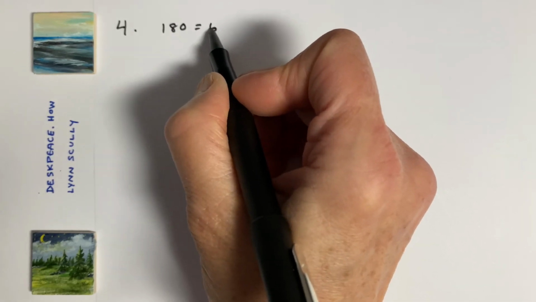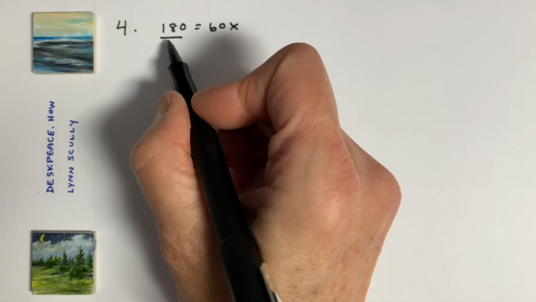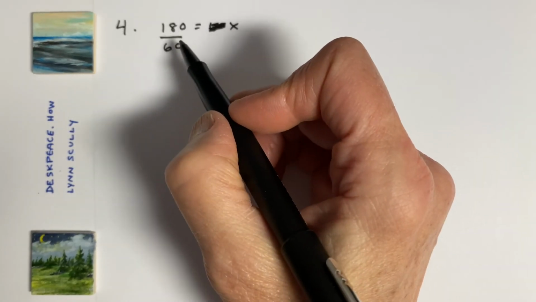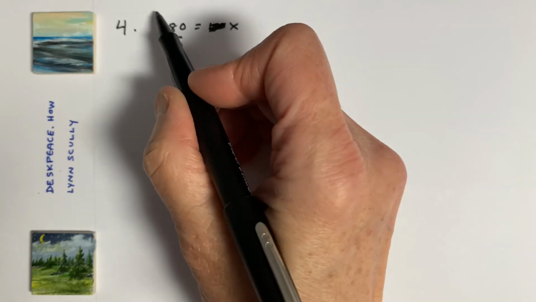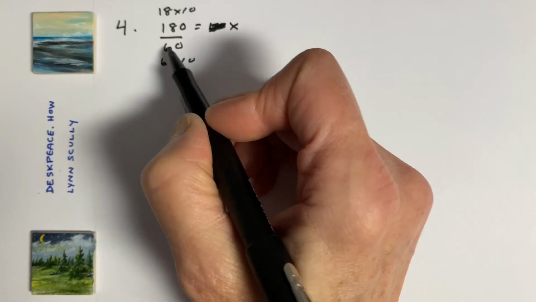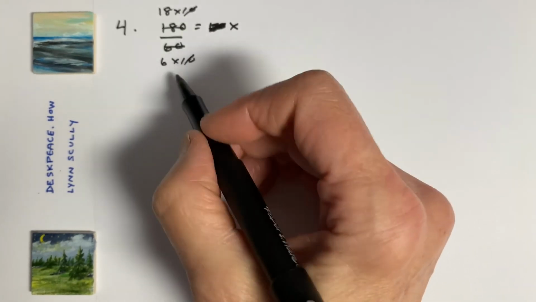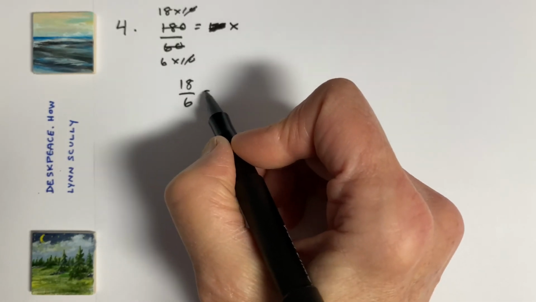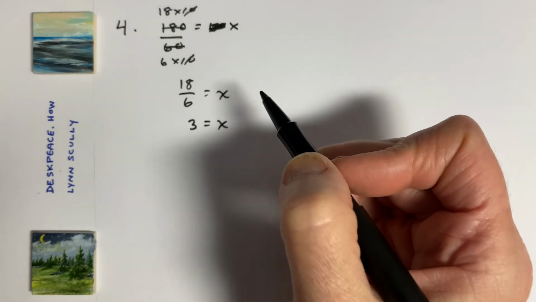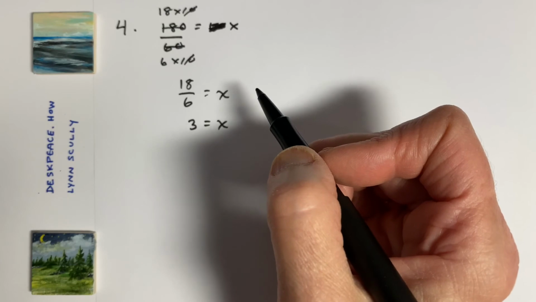180 equals 60x. I want to get the x alone. I'm going to move the 60 by division to the other side of the equal sign. Before I try to divide it out, I'm going to reduce zeros because this is really 18 times 10, and this is really 6 times 10. 10 over 10 equals 1. Now I just have it down to 18 over 6 equals x. 18 divided by 6 is 3. I go through this in my reducing fractions in the fractions section.